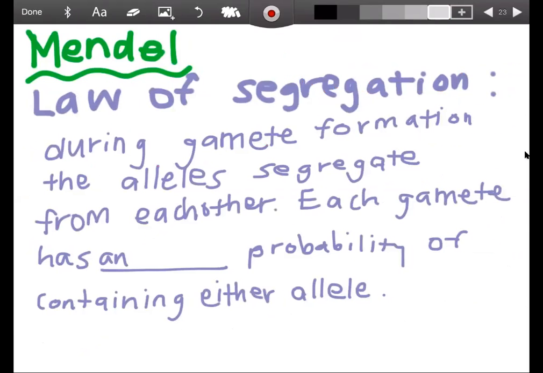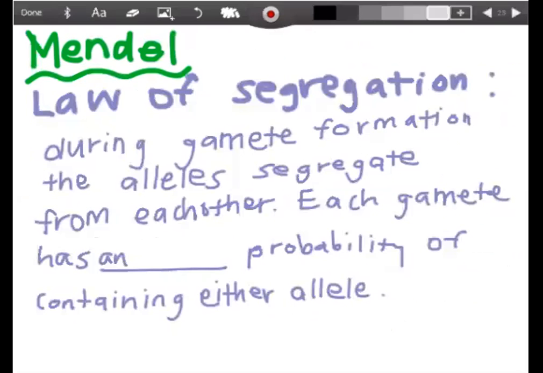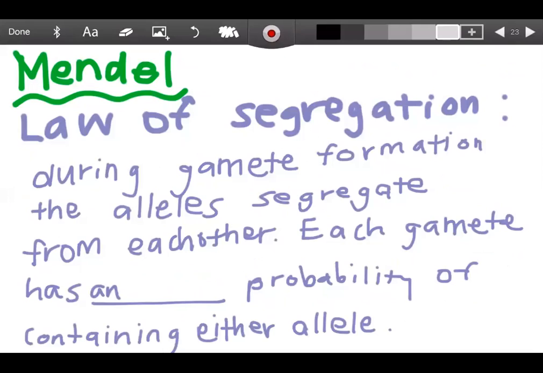So Mendel, like I said before, did his pea plant experiments, and I'll actually pull up a little picture to better explain it.